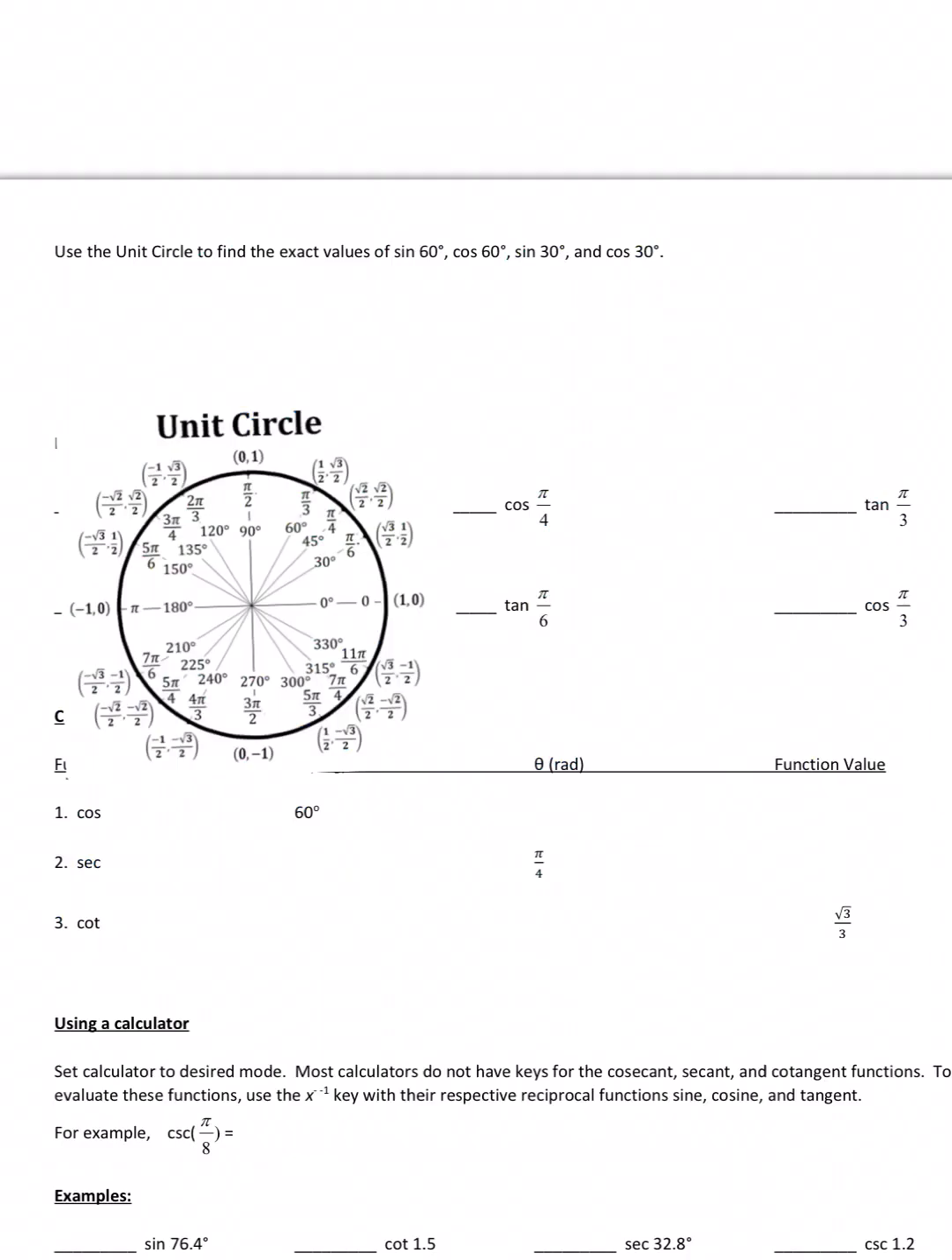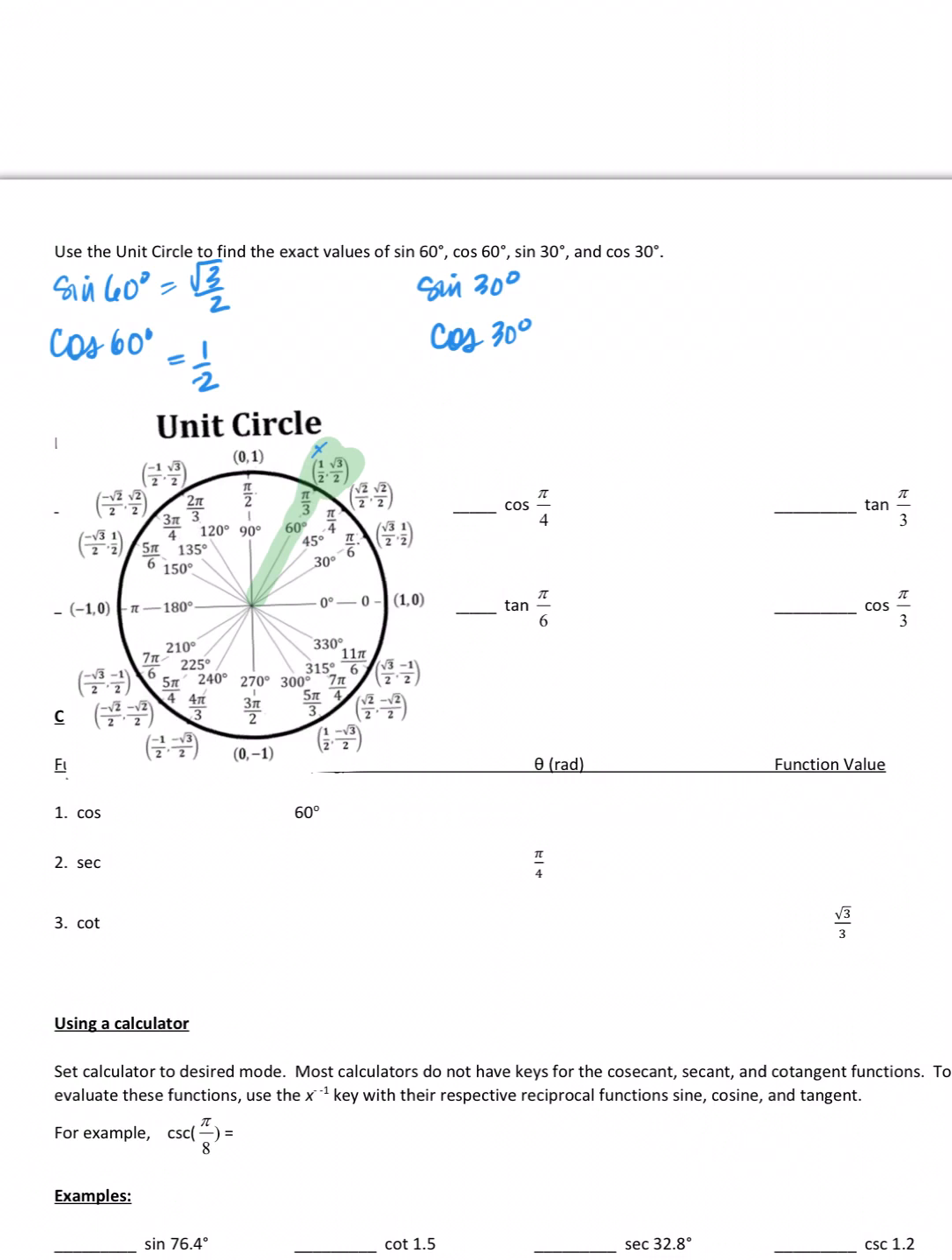Okay, so we're going to again use the unit circle to find the exact values of the sine of 60, the cosine of 60, the sine of 30, and the cosine of 30. All right, now use our unit circle. Let's look at 60 degrees first. So here's 60 degrees. Remember, sine is the y value, so the sine is the square root of 3 over 2. The cosine of 60 is the x value, so it's 1/2.